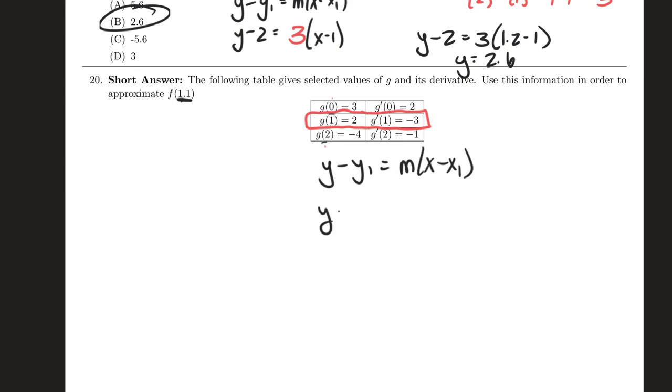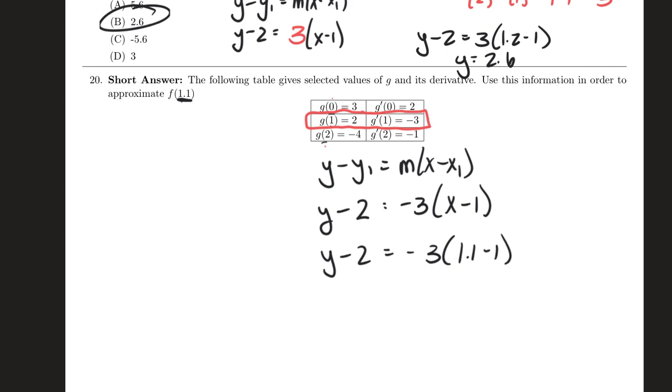Our y value is 2 from our original function. Our slope is negative 3 from the derivative, and the x value we care about is 1. So that's the slope of my tangent line, and now I just plug in 1.1.